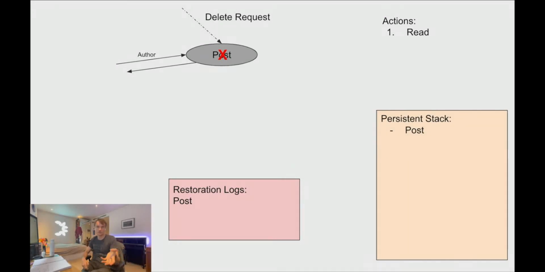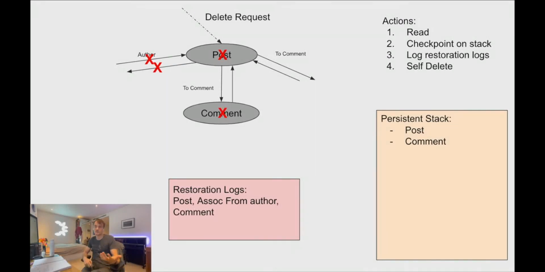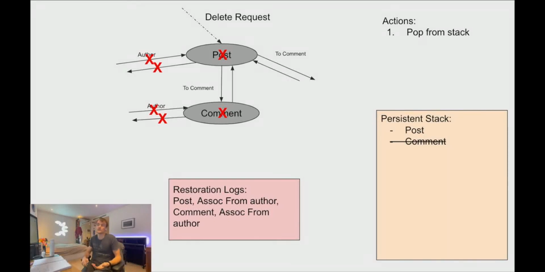This is a shallow SOC because you never want to delete the author of a post when you delete the post. And again, log restoration logs, delete. And then we move on to the other types of SOCs. These ones are actually deep because you want to delete the comments as well as the post. So read the comment, checkpoint on the stack to be able to be reentrant, log restoration logs, delete, do the graph delete for this object recursively because we call the deleter, which is responsible for this.